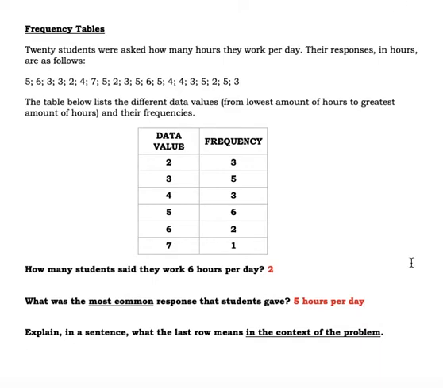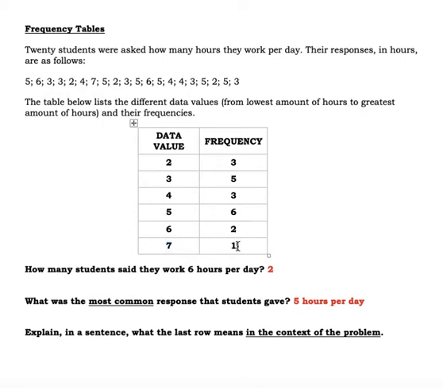The last question asks to explain in a sentence what the last row means in the context of the problem. Context of the problem means that you're explaining what these numbers represent in terms of the situation. So I look at the last row. I see the data value is 7. Remember, data value represents how many hours the student works per day.